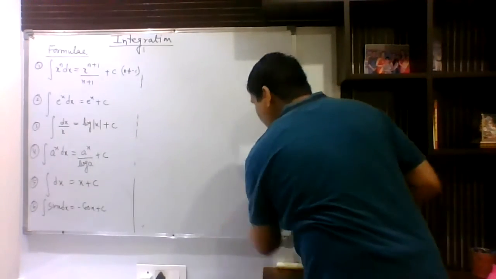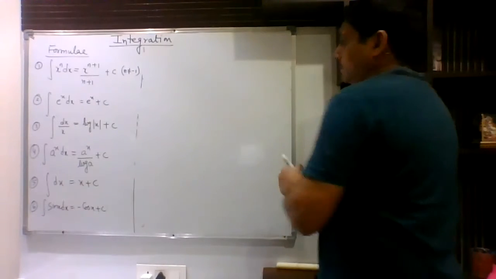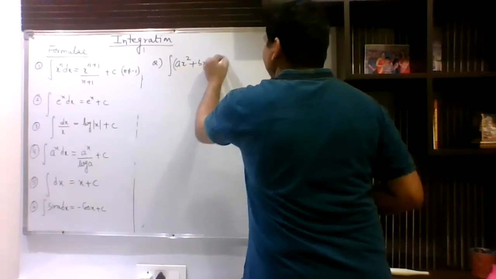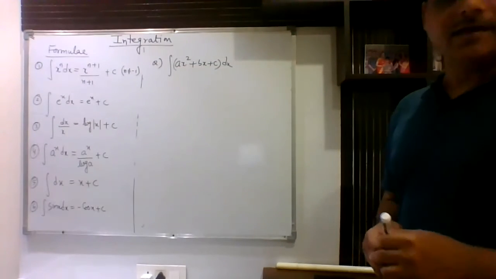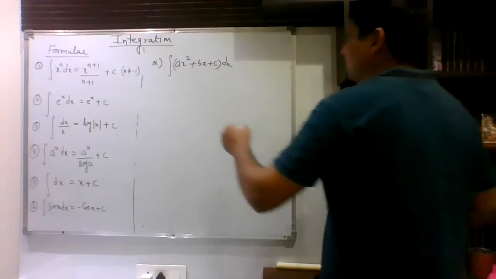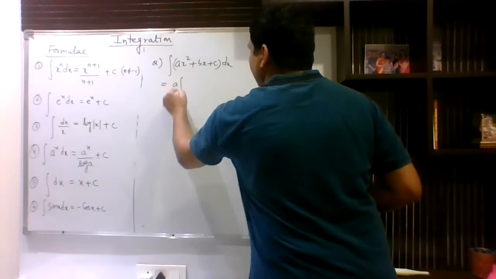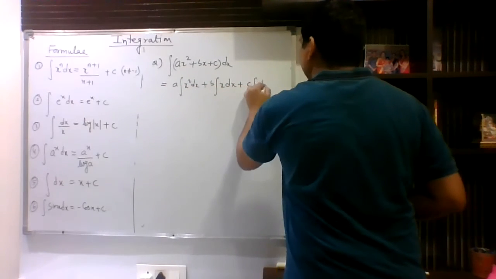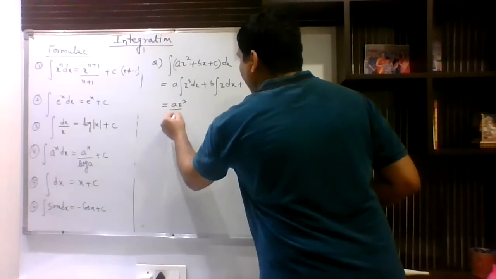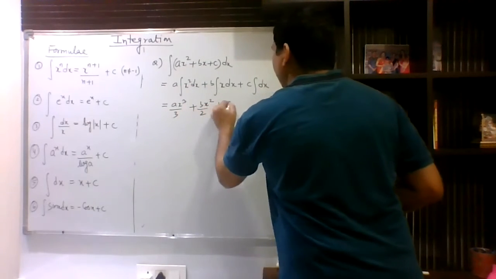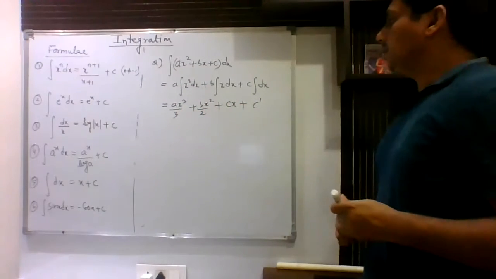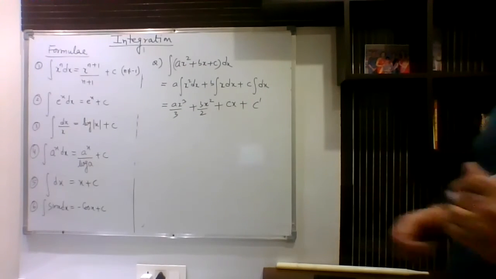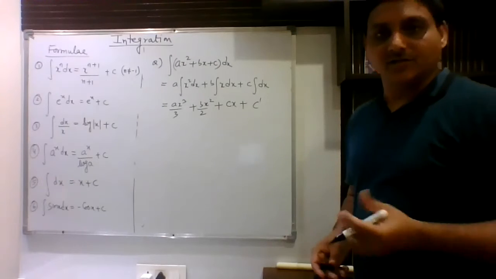Let me give you some more examples. So next is, suppose you want to integrate ax square plus bx plus c. Now you know that a, b, c are constants. So this can be written as, finally it will be this thing plus cx plus c dash, you can write, because c is already used, so that is why we will write c dash, right?